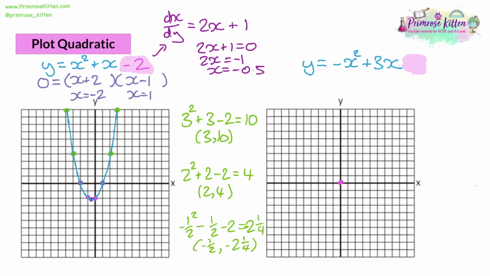Then we can factorise this to find the x-intercepts. Now, if you factorise this, we're going to take x out as a factor. We'll take the negative out as a factor as well. So you take negative x out of negative x squared, you're left with x. And if you take negative x out of 3x, that's going to give you negative 3.